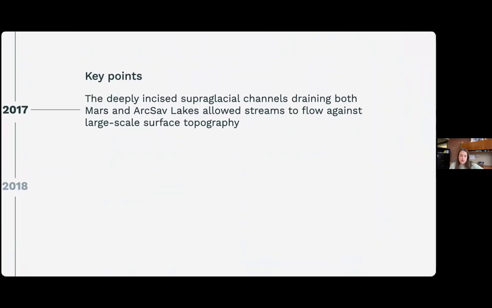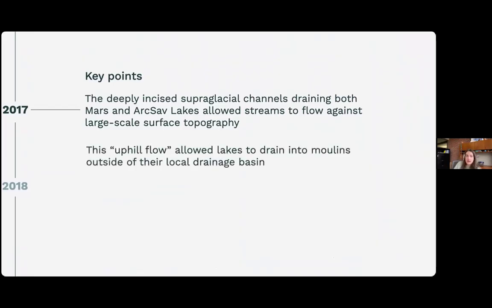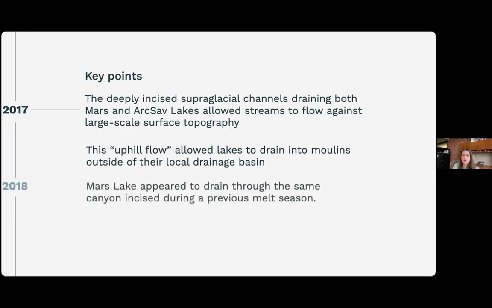So summarizing our 2017 observations, the deeply incised supraglacial channels draining both Mars and Arksov lakes allowed the stream to flow against large-scale ice surface topography. And this uphill flow allowed these lakes to drain into moulins that were located outside of their local drainage basins. And importantly, Mars Lake appeared to drain through the same canyon incised during the previous melt season, and Arksov Lake at least seems to have intersected an older stream that it flowed through the previous melt season, because we saw those snow plugs only at the end towards that moulin.